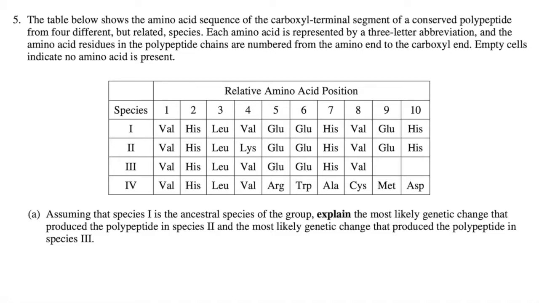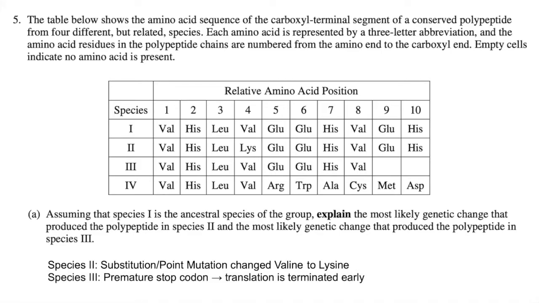And then looking at species 3, we can see that the chain ends early. Its C-terminus is at the 8 position instead of at the 10 position like the others. And this suggests that a premature stop codon was introduced into this polypeptide through a mutation, most likely due to a deletion or frame shift or something like that. So the translation is terminated early.